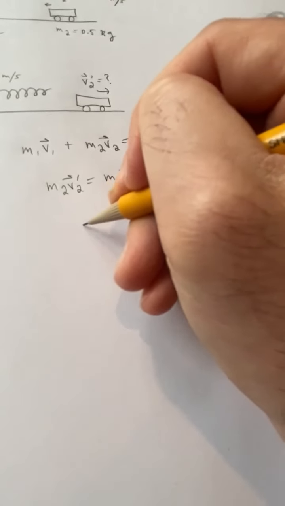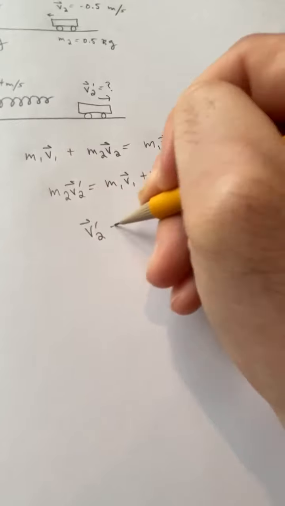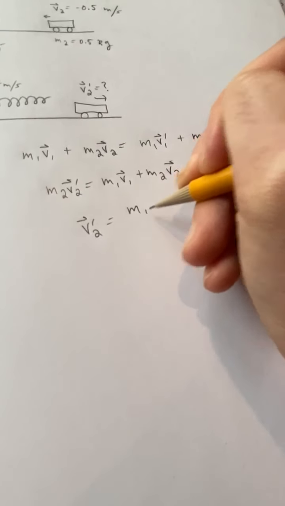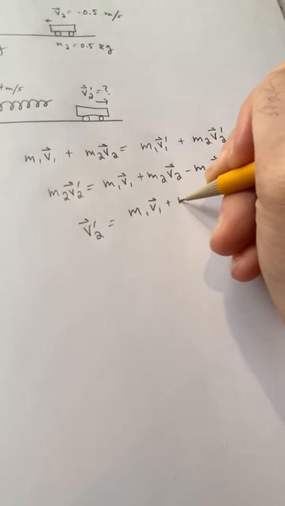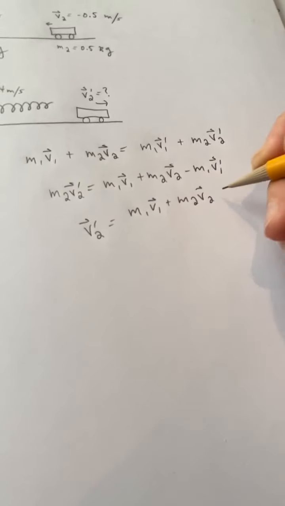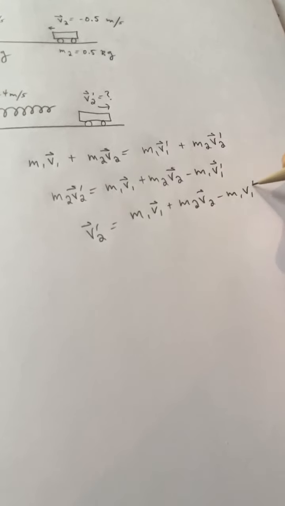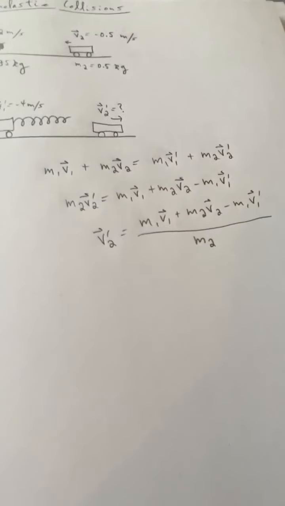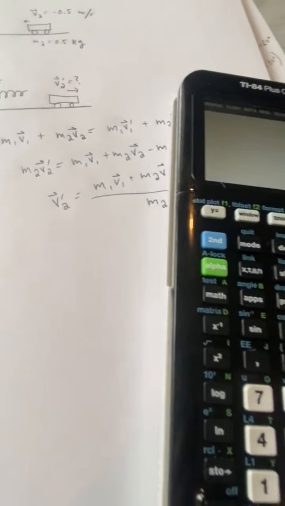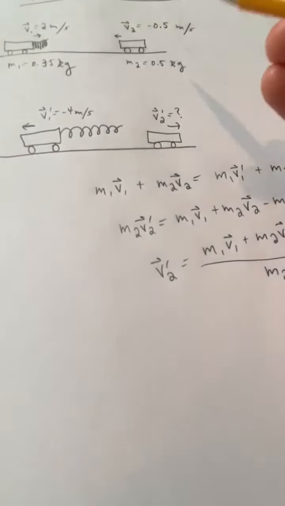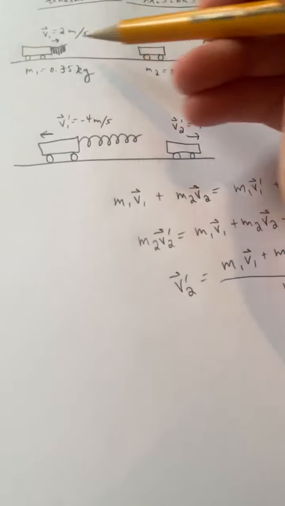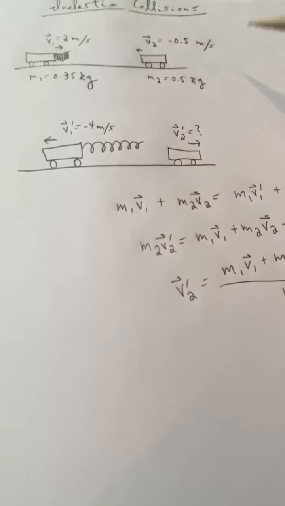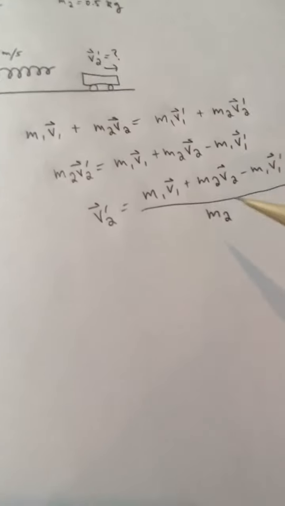So we can say v2 prime is equal to m1 v1 plus m2 v2 minus m1 v1 prime, all over m2. So we can go ahead and plug those numbers in on our calculator. And remember, the direction of these velocities matters. If you're calling the right-hand direction positive, then the left-hand direction has to be negative, and you have to reflect that in your calculations.